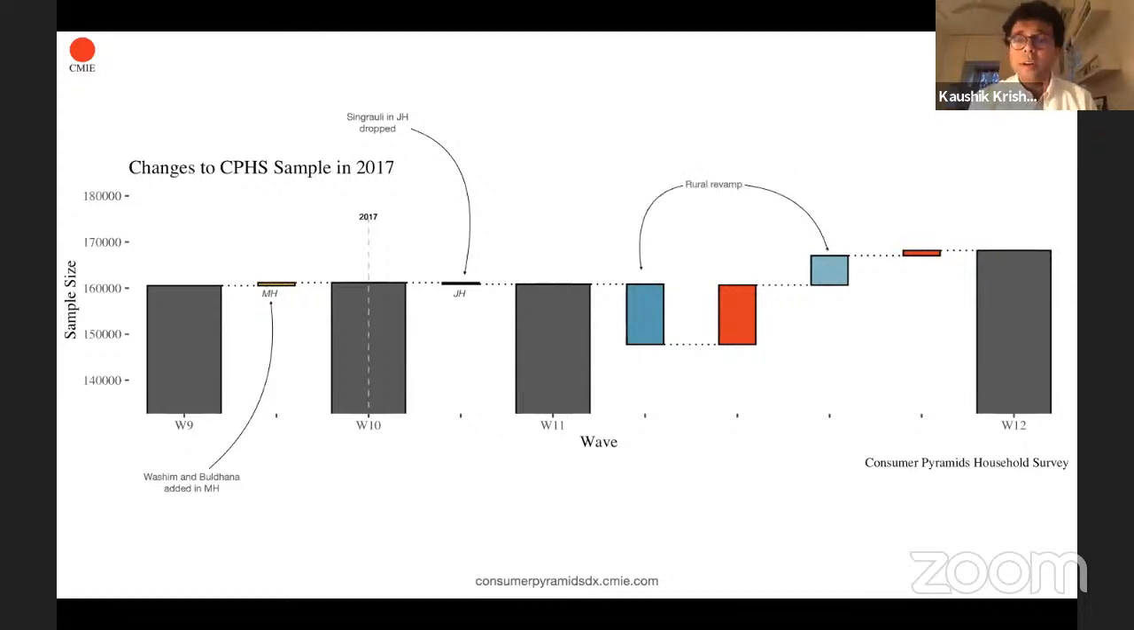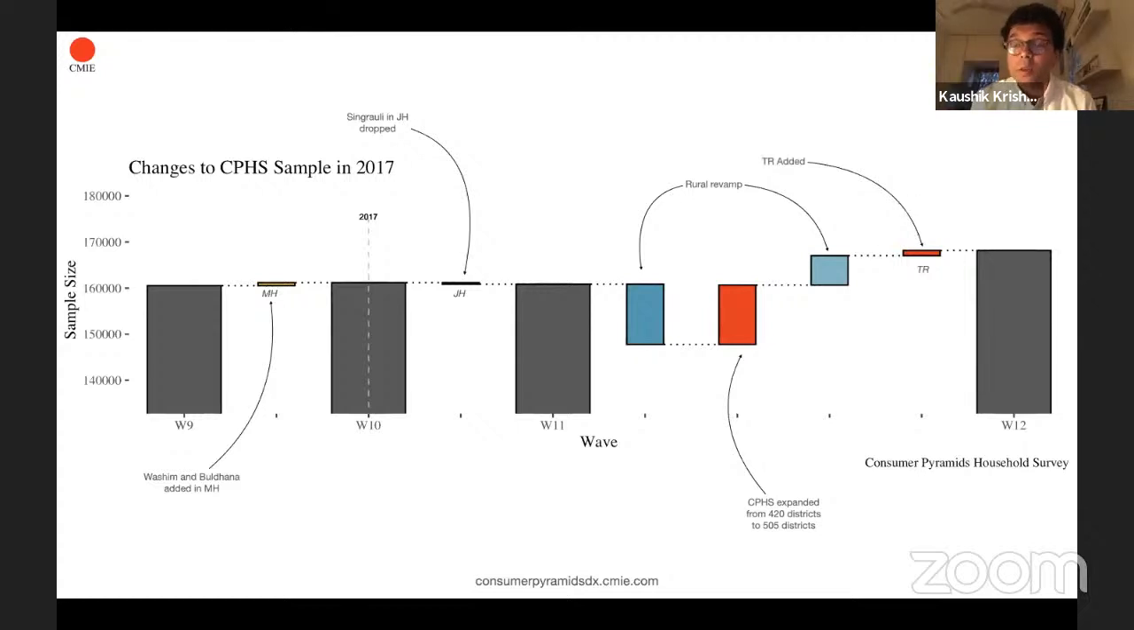Now, there was also a rural revamp that took place between wave 11 and wave 12. Along with that, you see a new color, this red color, and that is an expansion. That's the first expansion of the survey that we did in a systematic way. We expanded from 420 districts rurally to 505 districts rurally. There was a very large expansion of our rural sample.